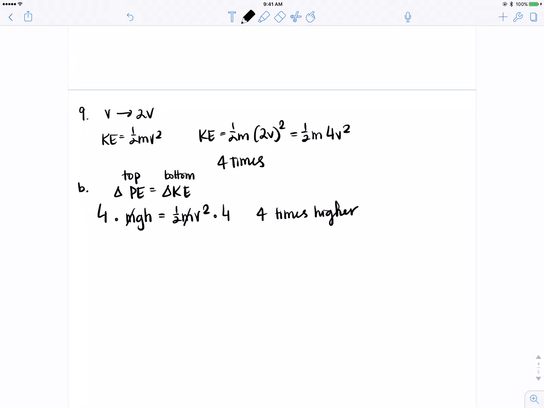If kinetic energy was increased by 4 times the amount, then I would need the lander to be 4 times as high so that the left side of my equation equaled the right side.